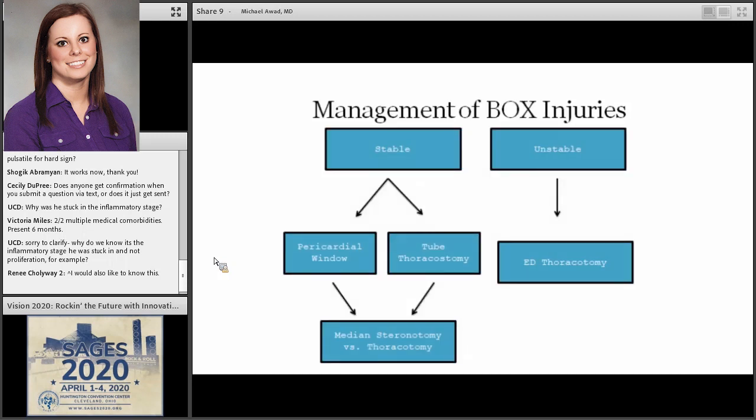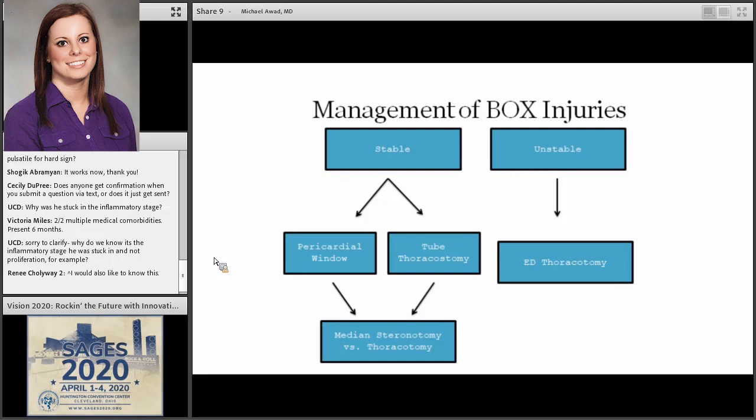Next slide, perfect. So a patient who is unstable gets the ED thoracotomy. That's your left anterolateral thoracotomy. This patient is not unstable. This kind of workup gets a little bit confusing, but someone who's stable either gets a pericardial window to check for blood within the pericardium, or they get a tube thoracostomy.